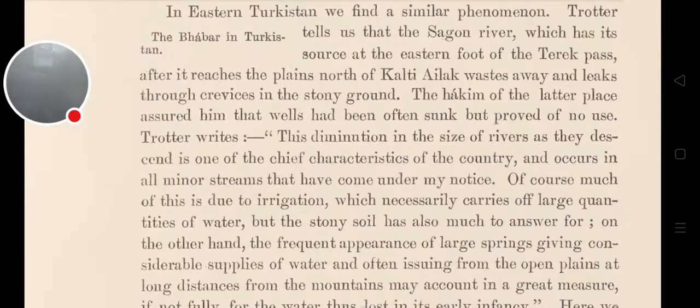Trotter writes, "This diminution in the size of rivers as they descend is one of the chief characteristics of the country and occurs in all minor streams that have come under my notice. Of course, much of this is due to irrigation, which necessarily carries off large quantities of water, but the stony soil has also much to answer for. On the other hand, the frequent appearance of large springs giving considerable supplies of water and often issuing from the open plains at long distances from the mountains may account in a great measure, if not fully, for the water thus lost in its early infancy."